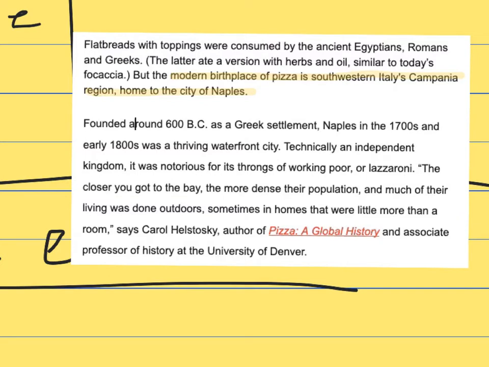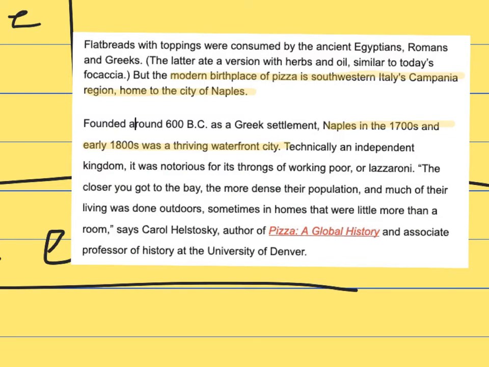So let's continue to read. Founded around 600 BC as a Greek settlement, Naples in the 1700s and early 1800s was a thriving waterfront city. Technically an independent kingdom, it was notorious for its throngs of working poor, or lazzaroni. The closer you got to the bay, the more dense their population, and much of their living was done outdoors, sometimes in homes that were little more than a room. Okay, so that doesn't really give us a whole lot more information about when it was invented, but we can use these dates over here to get an idea. So Naples in the 1700s and early 1800s was a thriving waterfront city.